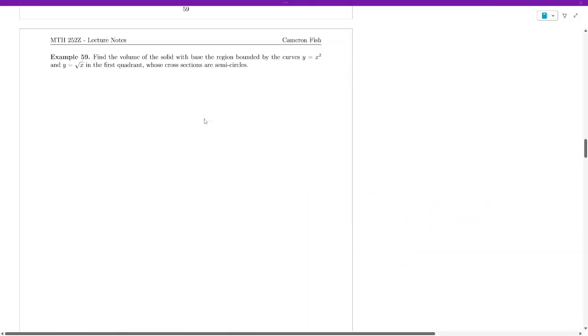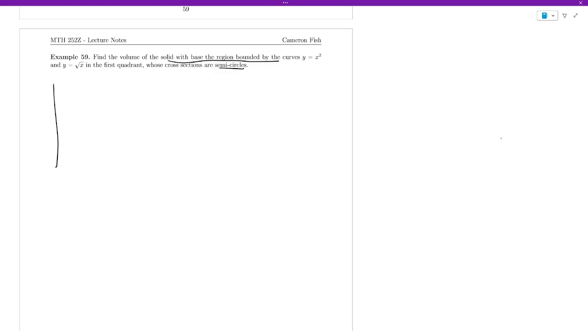So we're going to find the volume of that region we just saw with semicircle cross sections. So that last one we saw. Find the volume of the solid with base the region bounded by these curves whose cross sections are semicircles. So this is how the problems will often be phrased. Just make sure the language makes sense. Solid with base, the region bounded by. That's kind of a mouthful, right?